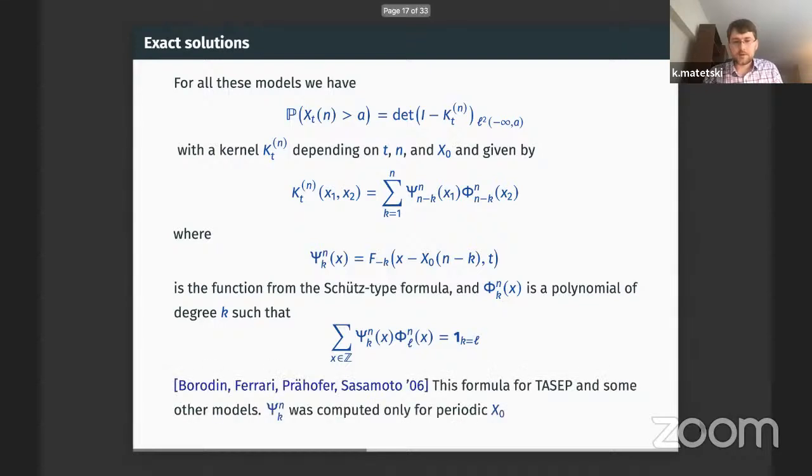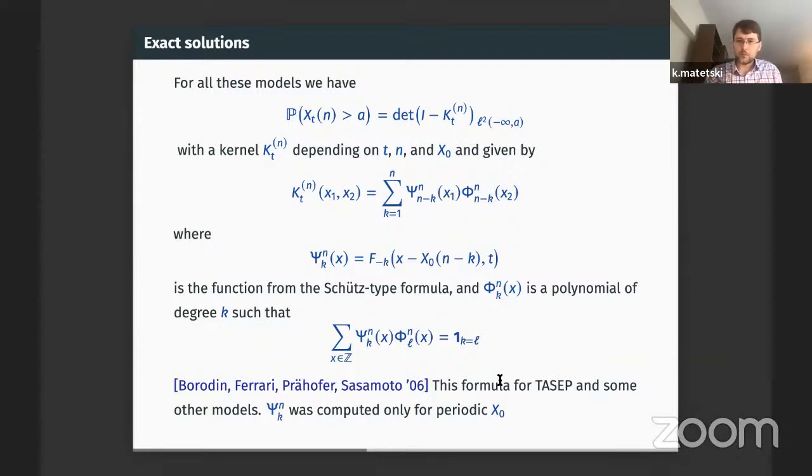This characterization of the kernel in this bi-orthogonal form was derived by Borodin, Ferrari, Prähofer, and Sasamoto in 2006. It was first derived for TASEP in continuous time, but later it was derived also for some other variants of TASEP.